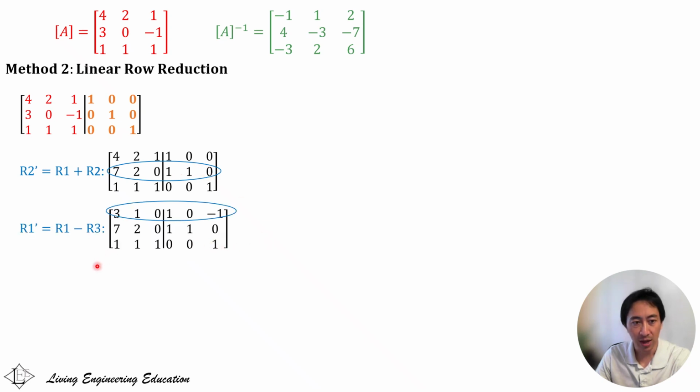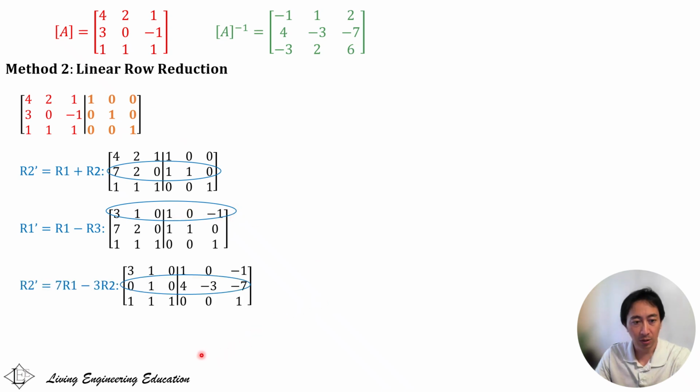Okay, so next I want to force a 0 up here, right? Like I have in the identity matrix here. So R1 prime, this is R1 minus R3. So 4 minus 1 gives me 3, 2 minus 1 gives me 1, 1 minus 1 gives me my 0, then I get 1, 0, -1. Okay, let's see what I do here. I'm trying to get rid of this first value in my second row.